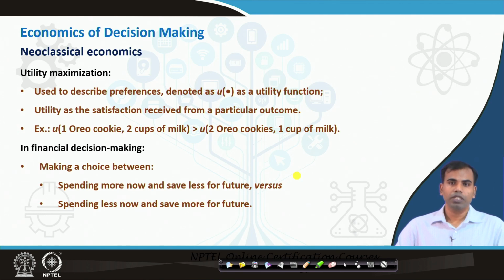Now, when it comes to decision making, economic agents want to maximize the utility. Essentially, they try to maximize the benefit derived out of the outcomes that they have, and based on their derived utility, they prefer the outcome with the highest utility.